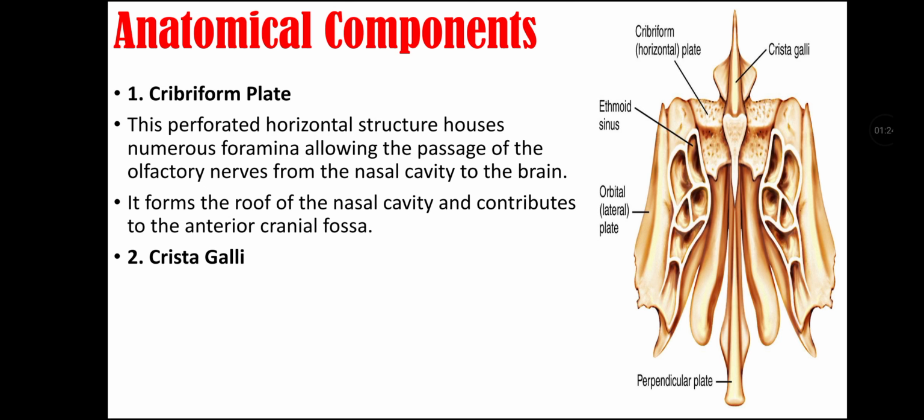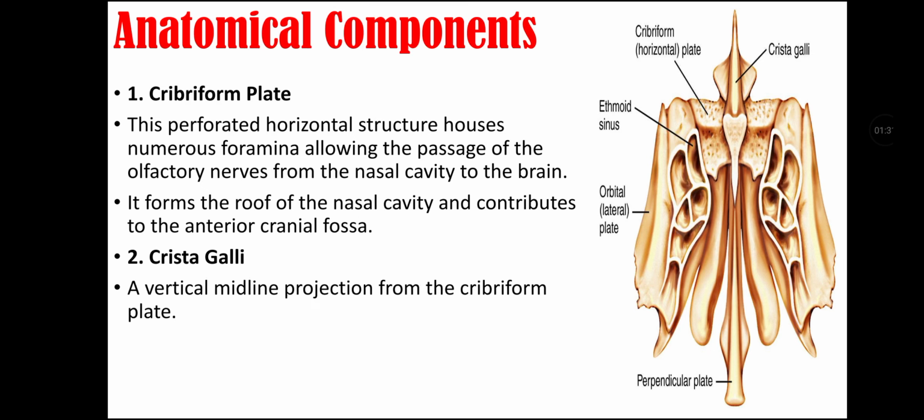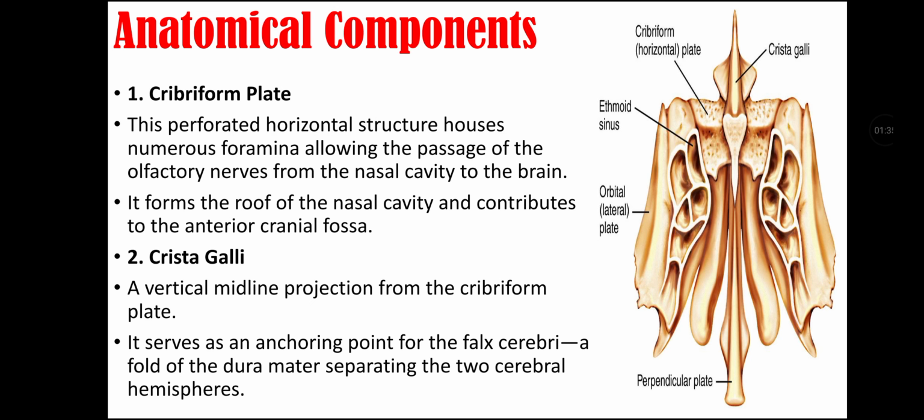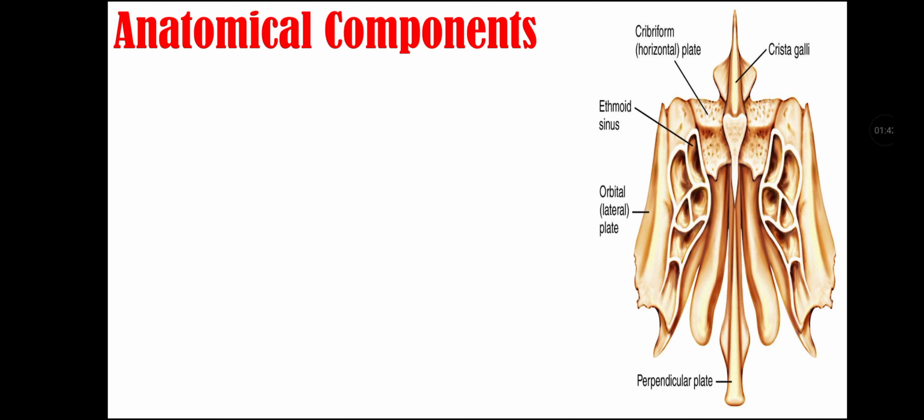Next anatomical component of ethmoid bone is crista galli. As you can see here in the diagram, crista galli is a vertical midline projection from the cribriform plate. It serves as an anchoring point for the falx cerebri, a fold of dura mater that separates the two cerebral hemispheres.